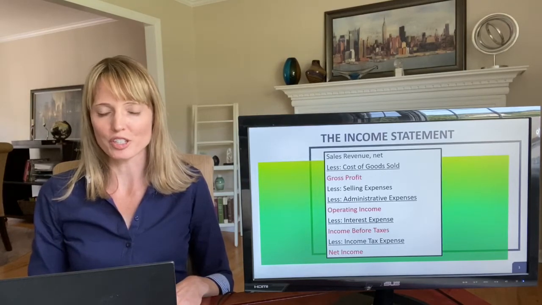Here we have several subtotals: gross profit, operating income, income before taxes, and net income. Let's take a look at each one of these items a little bit closer.